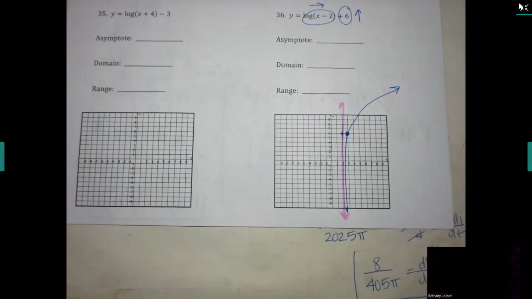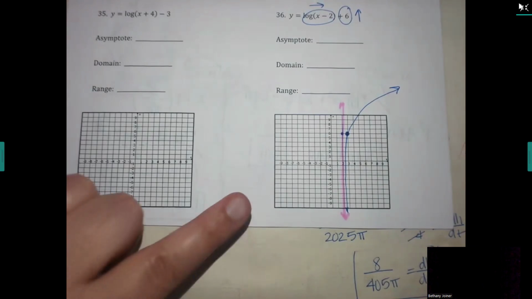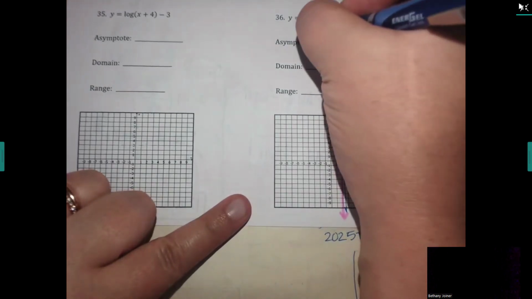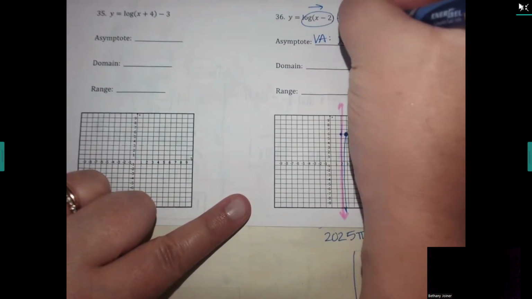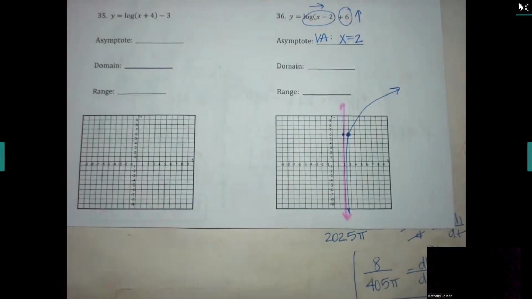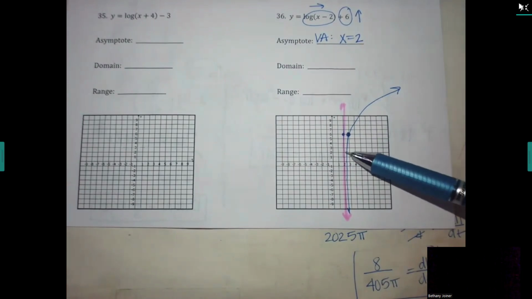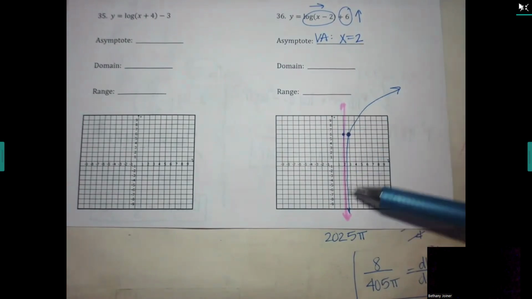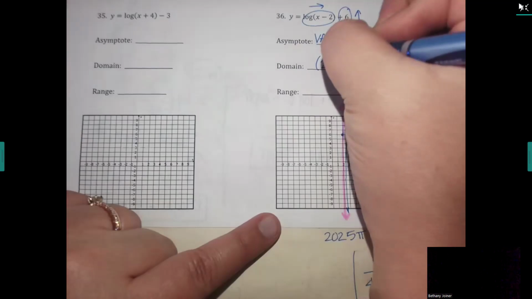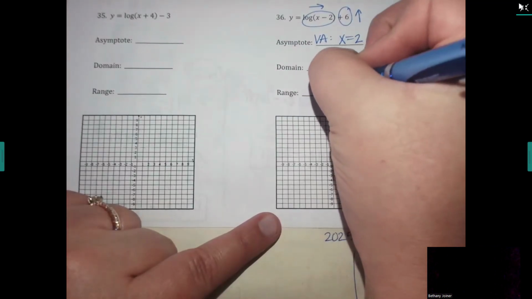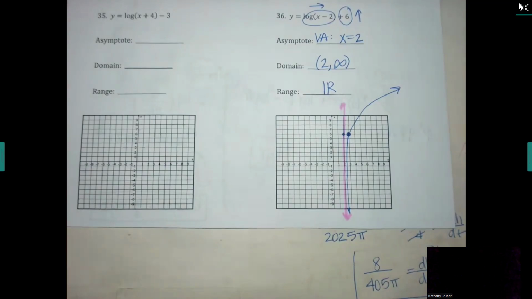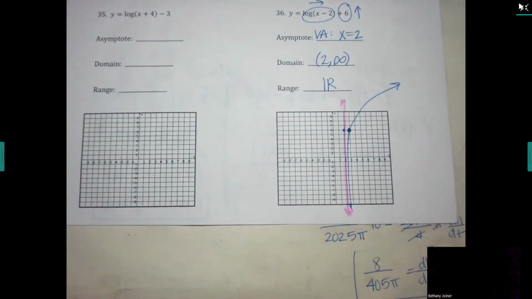What is the X line that my graph can't touch? What number? So put VA at X equals 2. And my domain is not all real numbers, and here's why. As my graph is going to the left, it gets cut off at what X value? 2. So your domain is from 2 to infinity, but your range is all real numbers. And remember, any log, your range is all real numbers. Because it's this shape, you're just sliding it side to side. Okay?